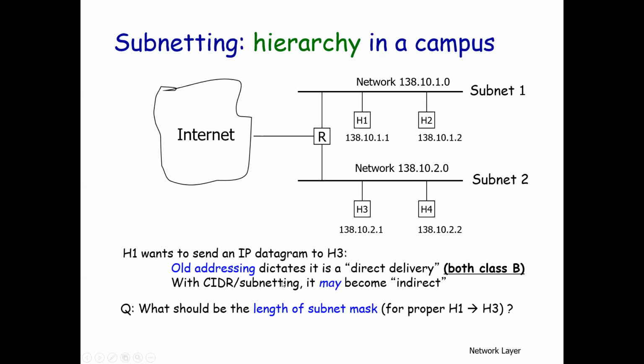So the question is that what should be the length of the subnet mask for proper routing of H1 to H3? Well, for proper routing, what needs to be done is you have to ensure that these two belong to different subnets, और उसके लिए ये है कि आपको कम से कम ये जो पहले 24 bits हैं, they should make up the network ID or the subnet, and the remaining 8 bits can then make up for your hosts. Okay. So any questions here?